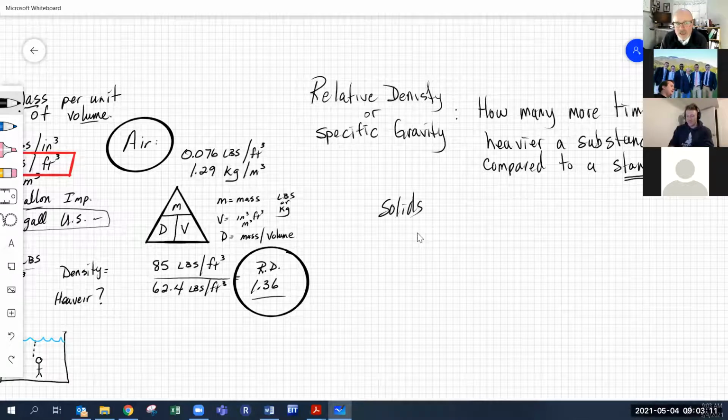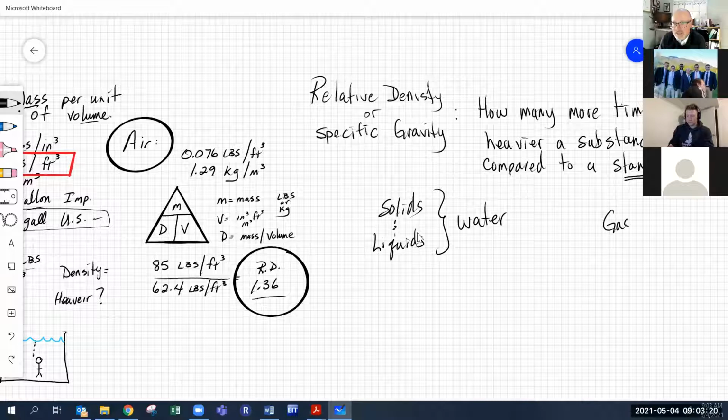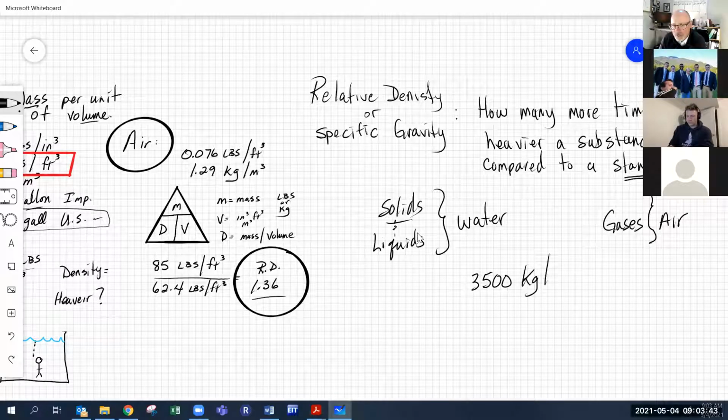So solids and liquids will always be compared to water, and gases are compared to air. So all gases are compared to air. For example, if I had a solid that was 3,500 kilograms per cubic meter, and I wanted to know the relative density or specific gravity of that substance, when we want to find a relative density, we divide by the standard. And the standard, when we're talking about metric, is 1,000 kilograms per cubic meter. So this object has a relative density of 3.5.